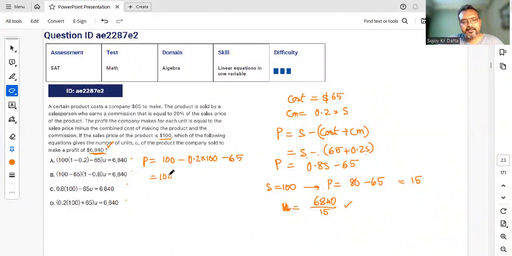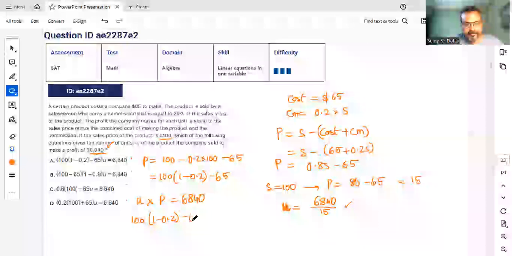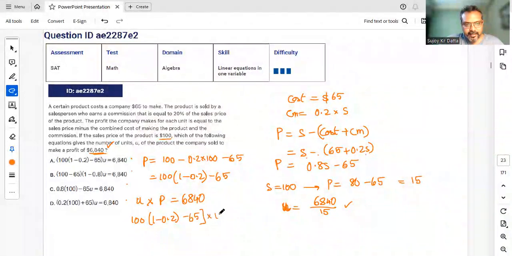So we can simplify it as 100 times (1 minus 0.2) minus 65. That's your profit per item. And since you need to make a profit of 6840, the number of units times the profit should be 6840. So our equation now becomes 100 times (1 minus 0.2) minus 65, this entire thing times the number of units, is 6840.